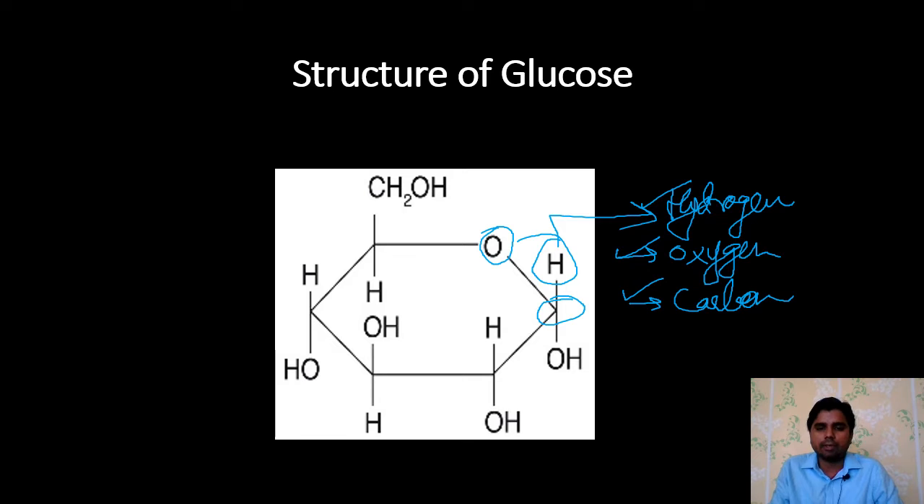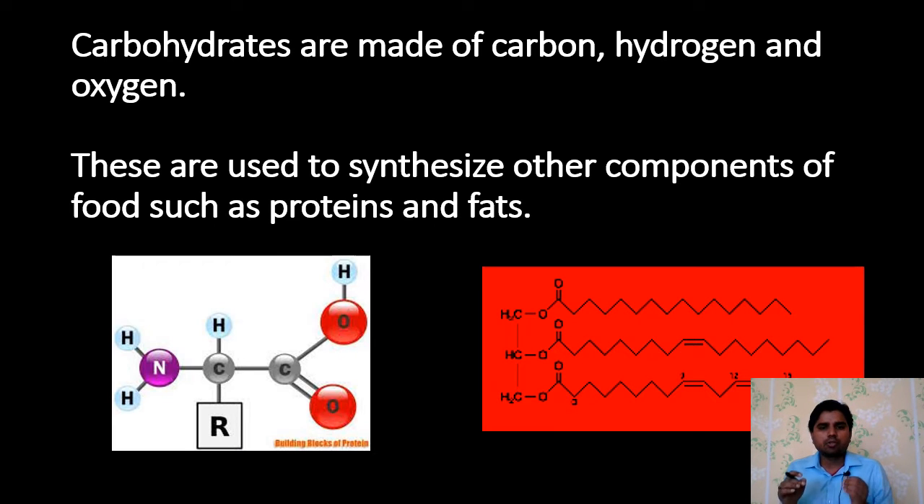Okay. So what happens is that these three constituents present in glucose will help the plant to make proteins, to make fats. Okay, so let's see the structure of protein and fat. What does it contain basically? So here we can see the structure of protein.